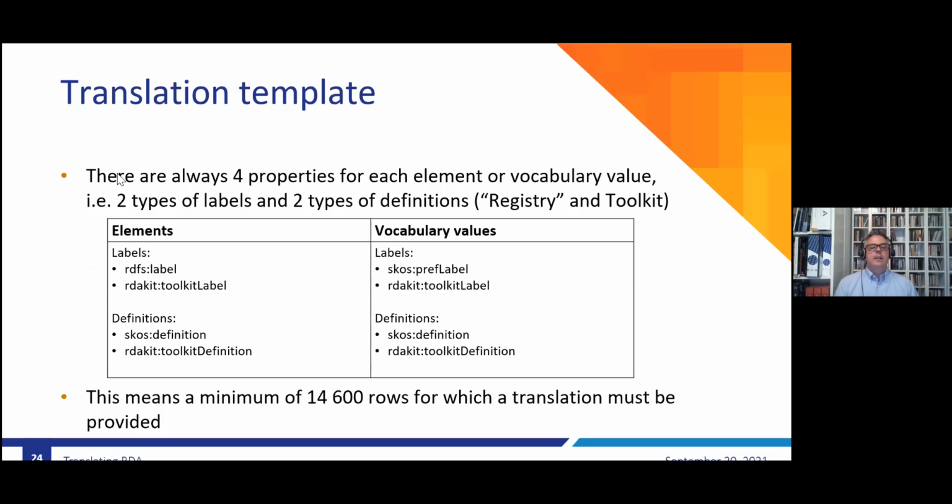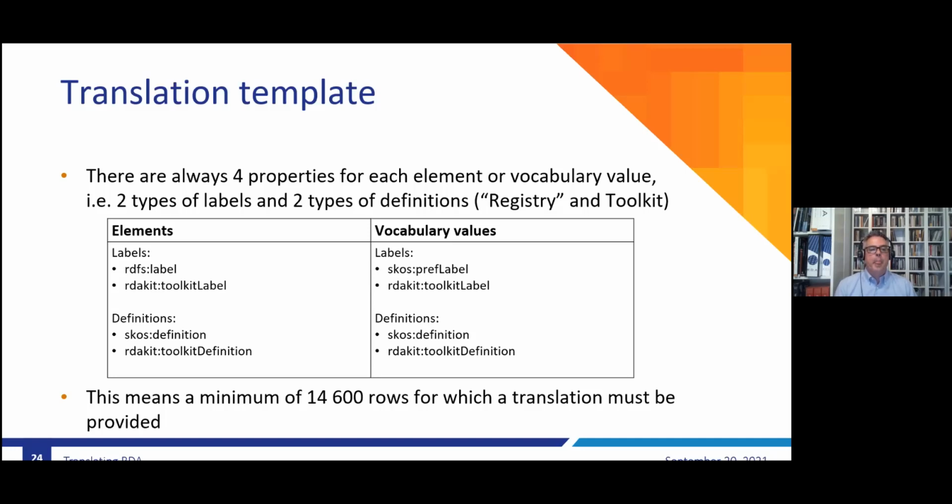As I said earlier, there are always 4 properties for each element or vocabulary value in the template. That is 2 types of labels and 2 types of definitions. One set of labels and definitions is for the registry and the other for the toolkit. The registry labels and definitions are SKOS and RDFS properties, while the toolkit labels and definitions are properties that belong to a schema that was designed for the RDA Toolkit and is identified by the prefix RDAkit in the examples that I gave on the slide.